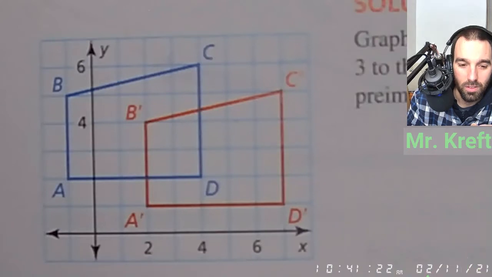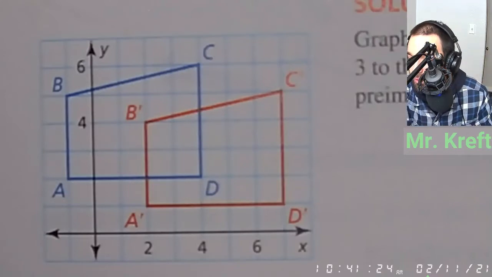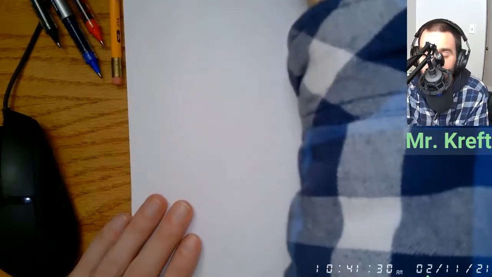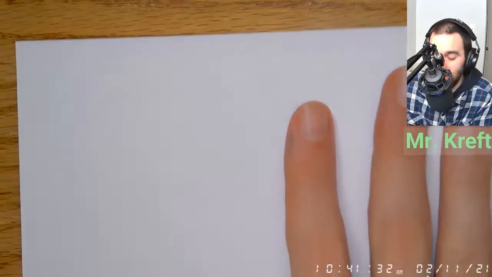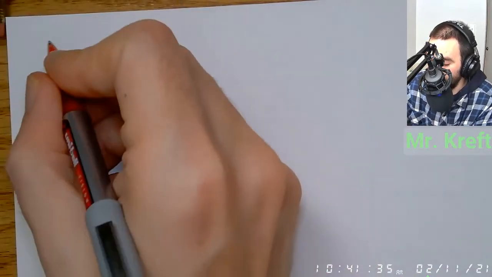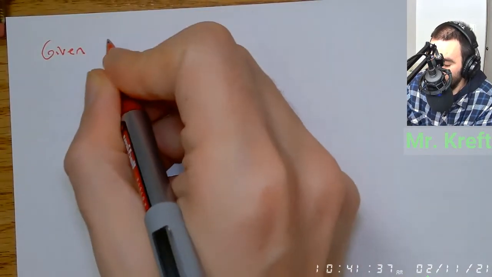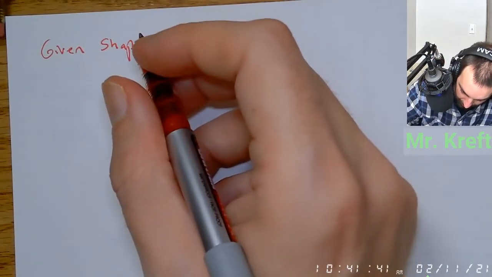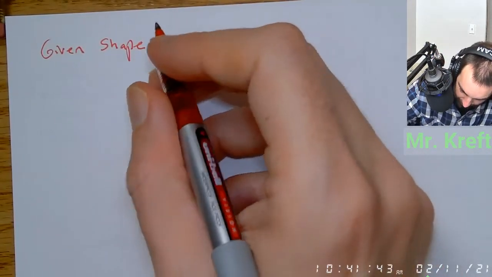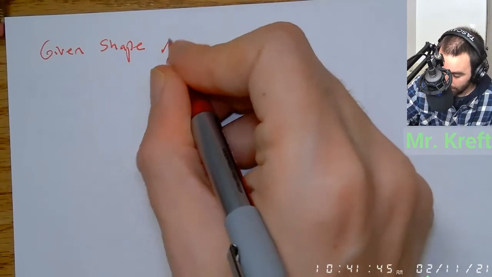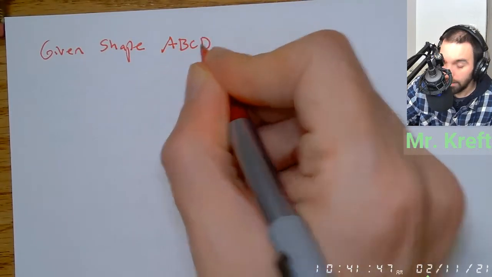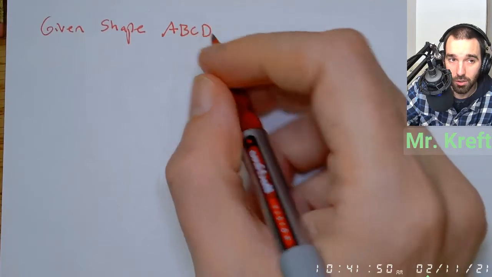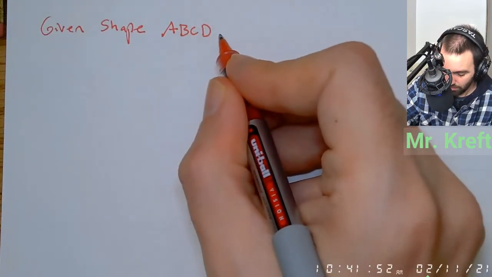So now what we're going to do is we're going to try doing this without a picture. Okay? So you guys can do this. So let's say I'm given a shape. Let's do a shape here. I'm given shape A, B, C, D. So this isn't a triangle. It has 4 points.